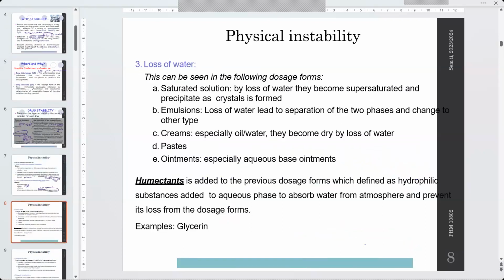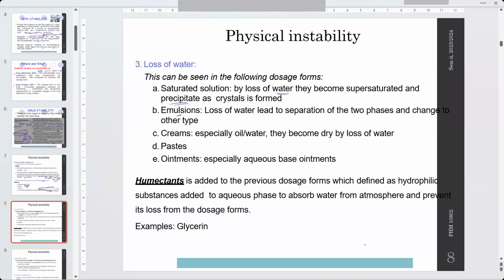Okay. In some dosage forms, there will be loss of water. This is also considered another physical instability. If you have a saturated solution and there is loss of water, which is the solvent, then what will happen? There will be precipitation of the solute because it will become supersaturated. Emulsions, if there is loss of water, then you may have growth of the droplets of the emulsion, or you may have the two phases separate.